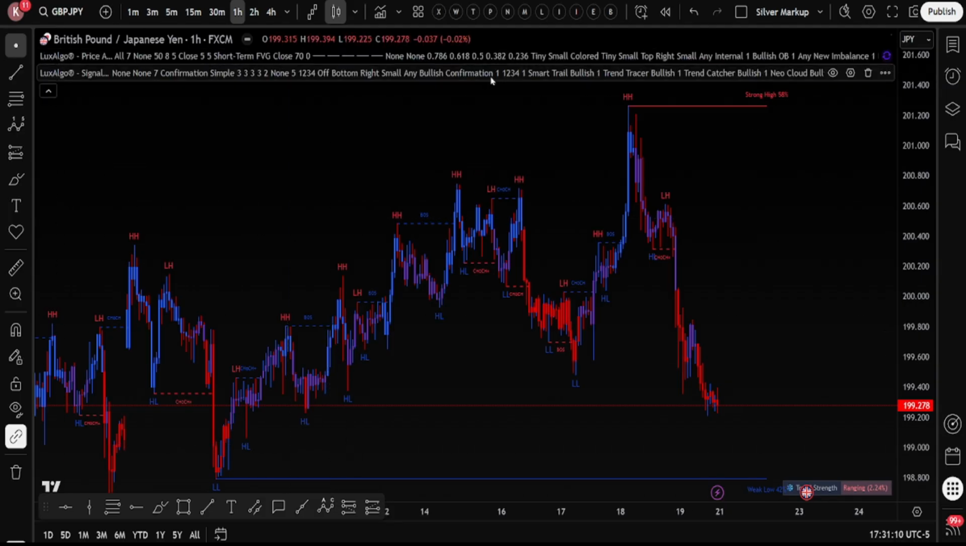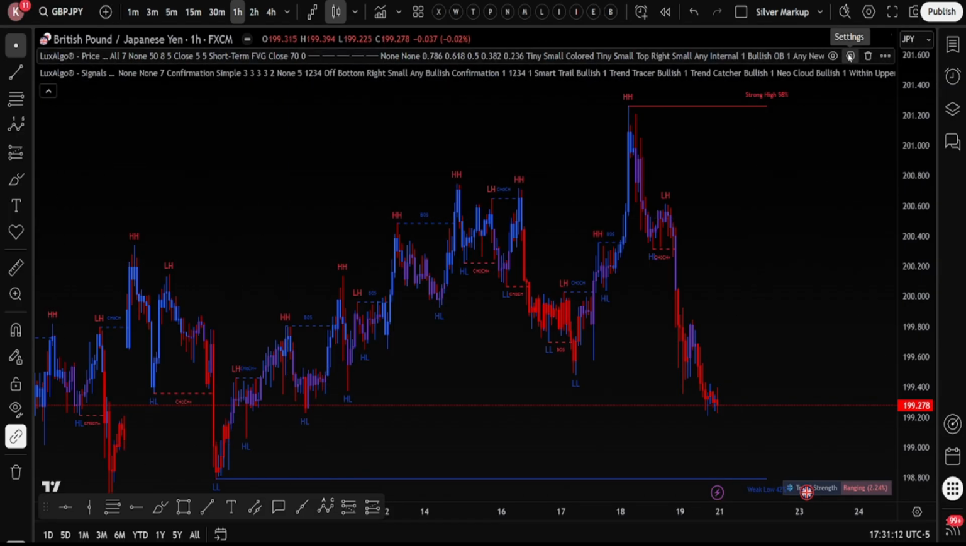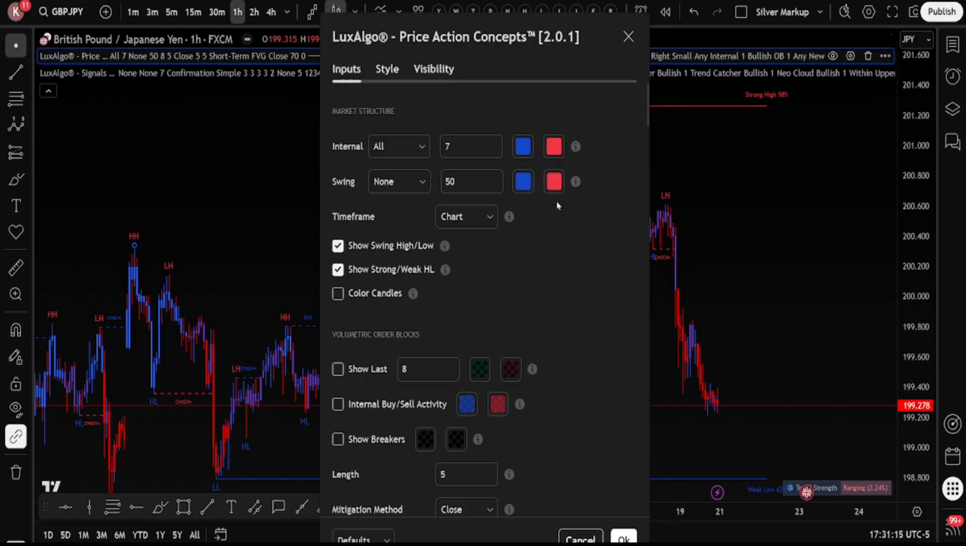The way you have this set up is you go to price action. I keep it very clean, especially for this strategy. The main thing I'm paying attention to is the market structure. I like to have my internal on 7 and then leave the swing points on default, which is 50, and make sure that I have show swing high low, show strong, weak high low.